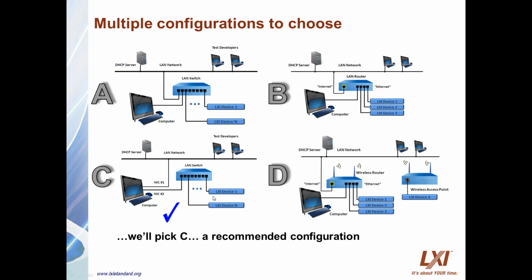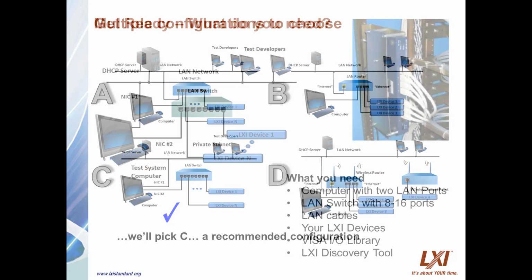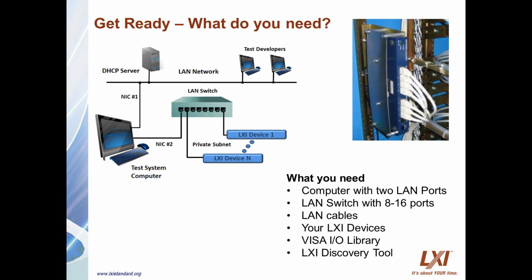Configuration C is really what we want to focus on. It's the recommended configuration for an LXI-based test system. So what would you need to get a system like this started? Well, you need a computer with 2 LAN ports or 2 LAN network interface cards. You need a switch with plenty of access for multiple devices, lots of LAN cables, of course your LXI devices. But you typically need the VISA I/O library to actually program these devices from your computer. And to discover what devices are actually a part of your network, you'd use the LXI Discovery tool.